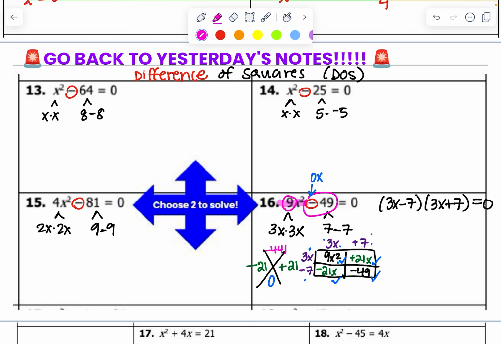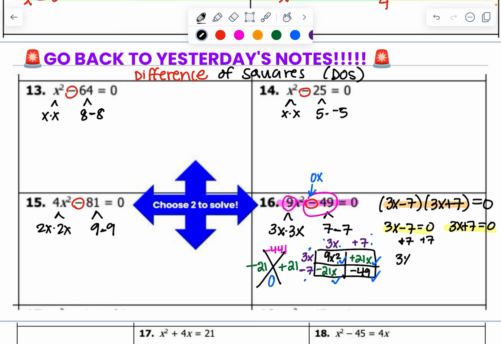Step 1, set your equation equal to 0. It was done. Step 2, factor it. Step 3, set each factor equal to 0. Boom. Now all we need to do is get x alone. Remember, the directions say to solve. Get x equal to a number.